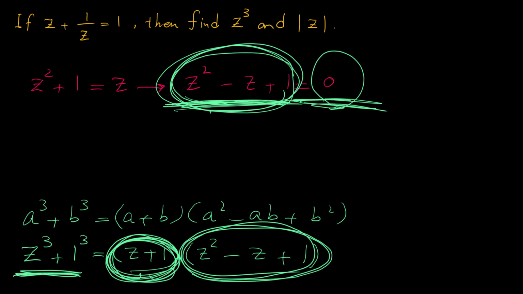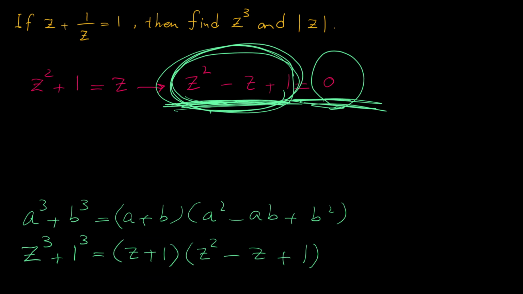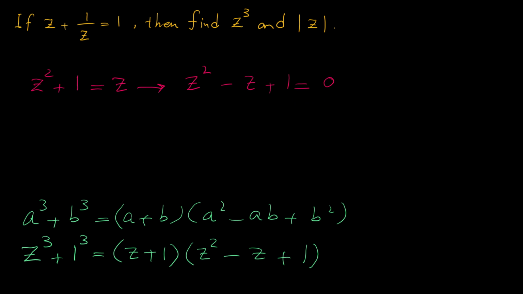And then it's easy to find z to the 3. Let me show you. I know at this moment it's not easy. I told you at the beginning, this is a tricky question. So here we multiply the left side and the right side of this equation by z plus 1.